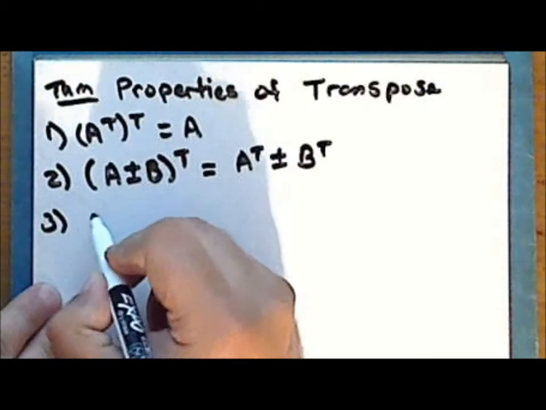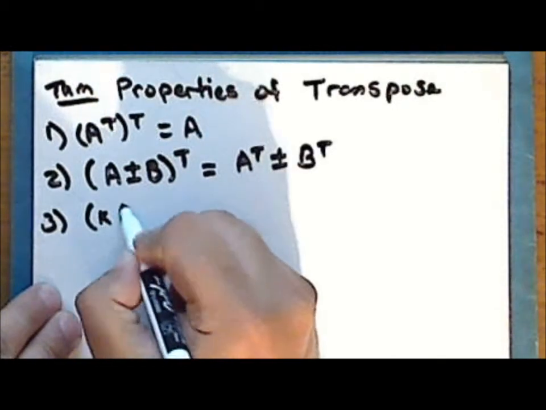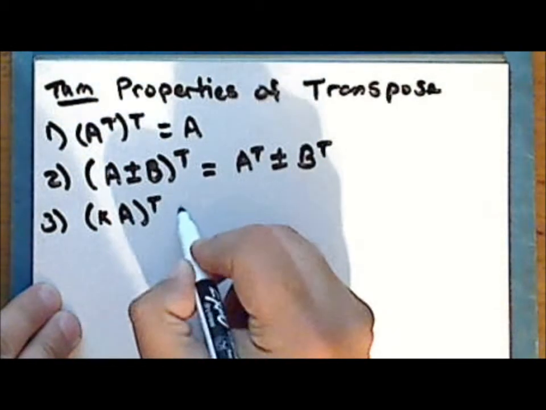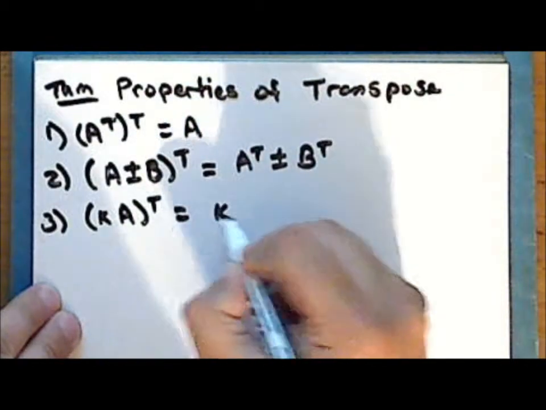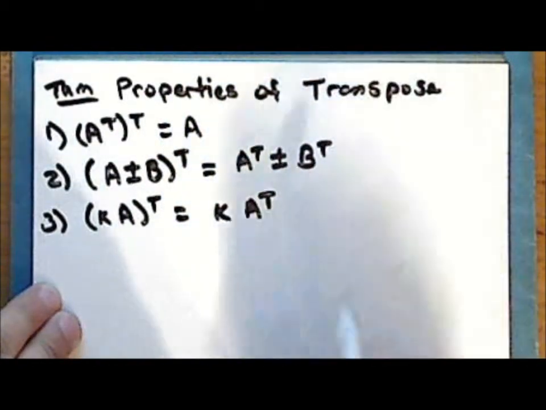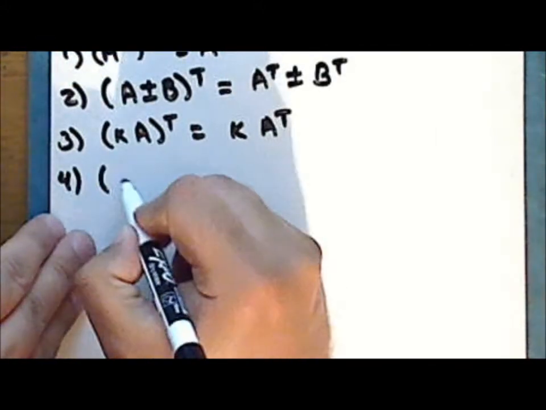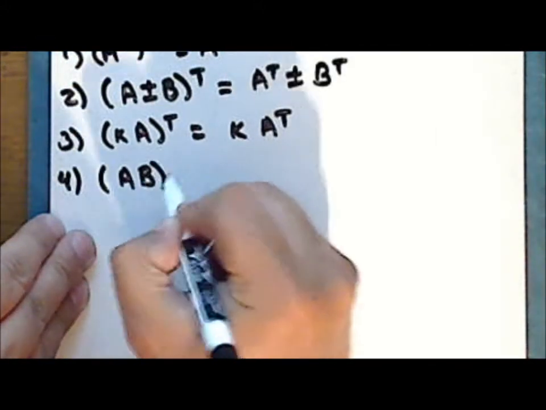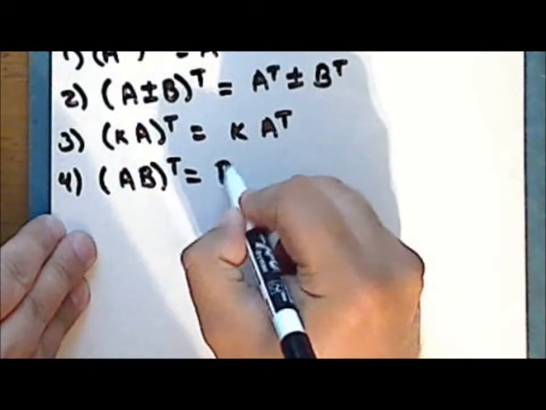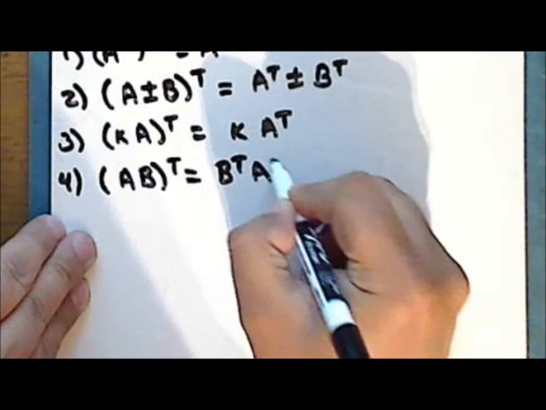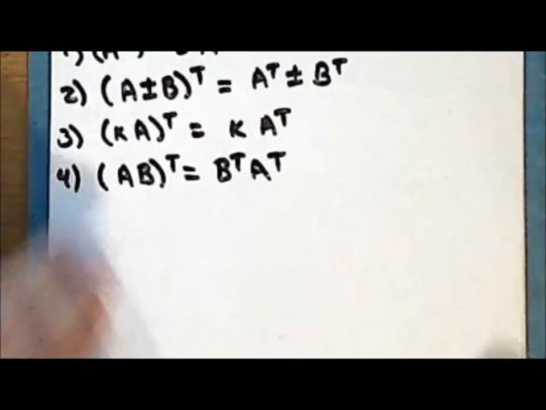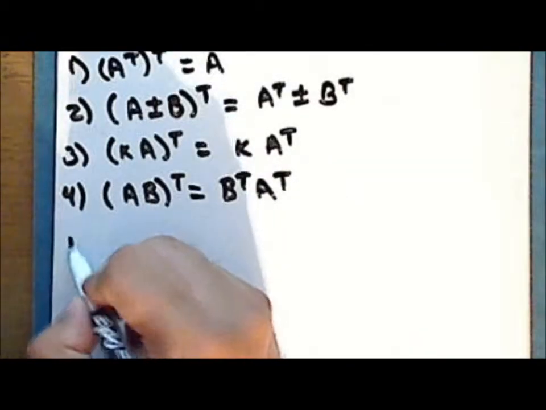Third, the transpose of a scalar multiple of a matrix is the scalar multiple of the transpose of that matrix. Fourth, the transpose of a product is the product of the transposes in reverse order. All right, so we will prove these statements.